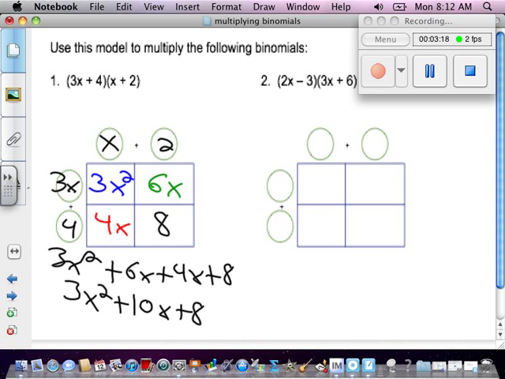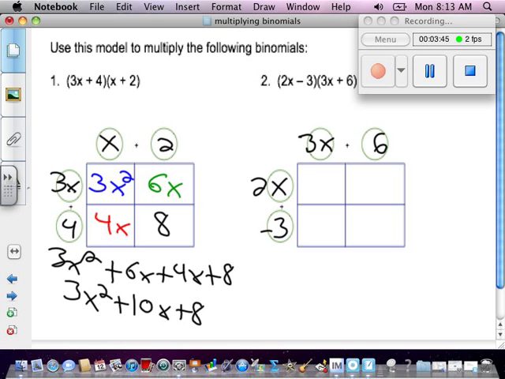First thing I'm going to do is write 2x here, and then I'm going to write negative 3. I've got 2x, and I've got negative 3. Then up here I've got 3x and then 6. Before I move on, is anybody confused about where I'm putting them? Feel pretty comfortable about those circles?